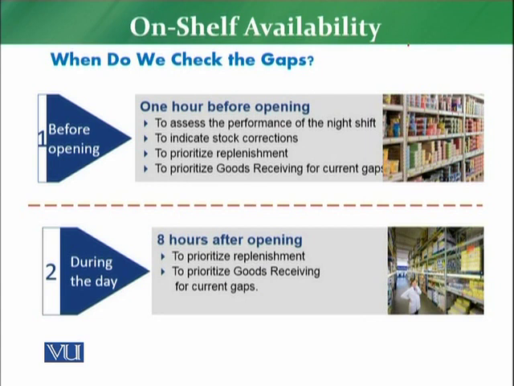So when do we do this gap check? Very important thing. There are 2 parts. First is before opening of the store, and second during the day. Because the product is selling regularly in the store, the key thing is that 1 hour before the store opening, you have to ensure this gap check. And the second is during the day, after 8 hours, which means after the shift change, 8 hours after the opening of the store, you have to do this gap check. If you do this gap check properly, of course, this will help you to make stock corrections, to prioritize the replenishment, to prioritize the goods receiving, to ensure that performance can be improved, to ensure that product availability can be ensured, and ultimately the revenue of the business can be ensured.